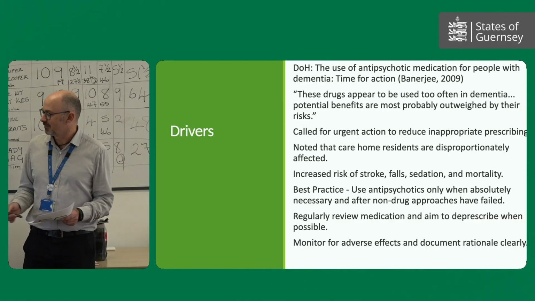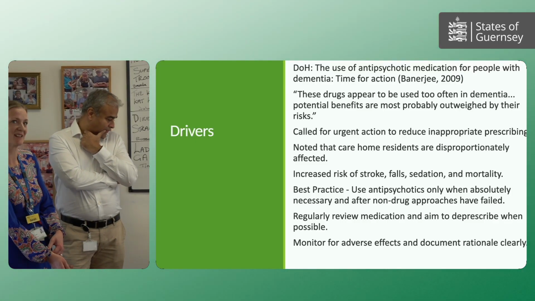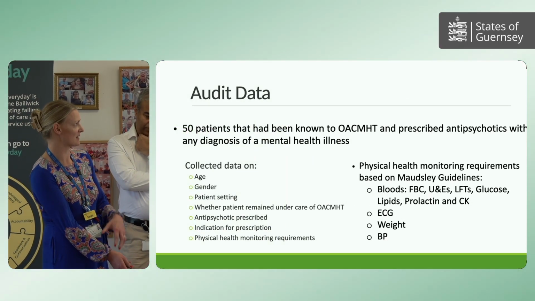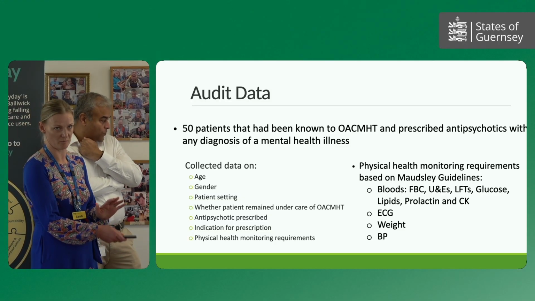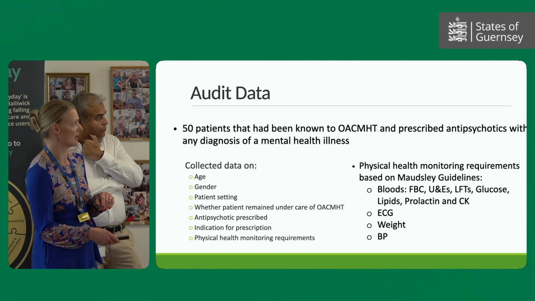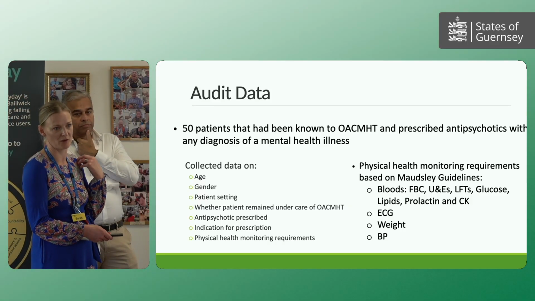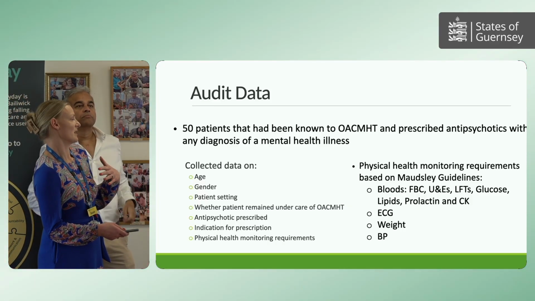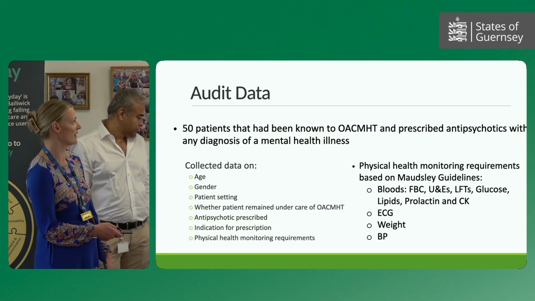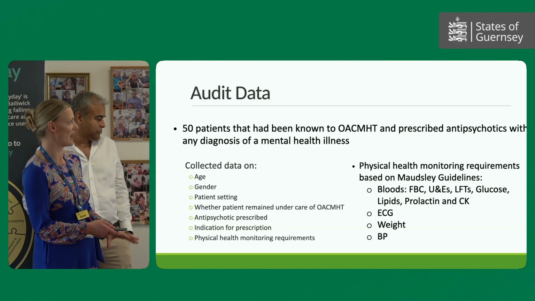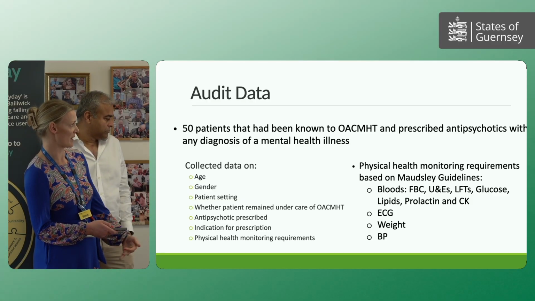So this is what we did. We decided to do an audit into people prescribed antipsychotics known, or previously known, to the older adult CMHT. We looked back over a 12-month period, and there were 50 patients who'd been prescribed antipsychotics for any mental health diagnosis. That would be dementia alongside depression, anxiety, psychosis. We collected data on age, gender, where they were, whether they were still under our care or under the care of the GP, which antipsychotic had been prescribed, and why that prescription had been commenced.